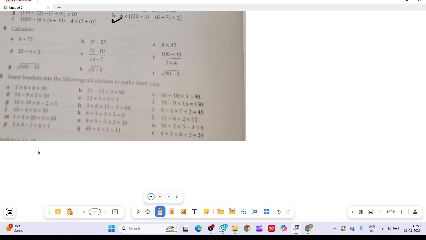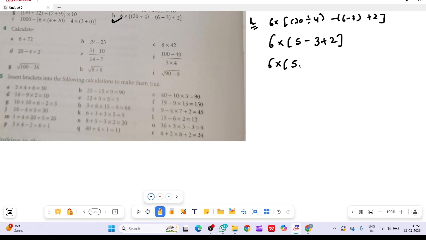So now H is equal to 6 into 20 divided by 4 minus 6 minus 3 plus 2 and square bracket. So 6 multiplied by 5 minus 3 plus 2. Now, according to BODMAS, you have to do addition first and then subtraction. So 6 into 5 minus 1, 6 multiplied by 4, which is equal to 24.